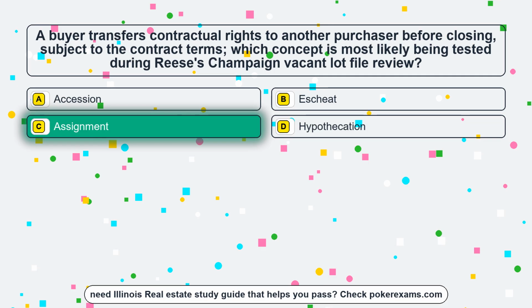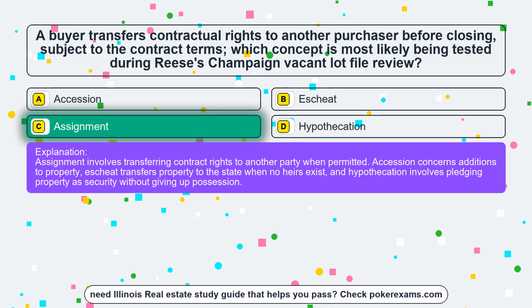The correct answer is option C. Assignment. Assignment involves transferring contract rights to another party when permitted. Accession concerns additions to property. Escheat transfers property to the state when no heirs exist, and hypothecation involves pledging property as security without giving up possession.